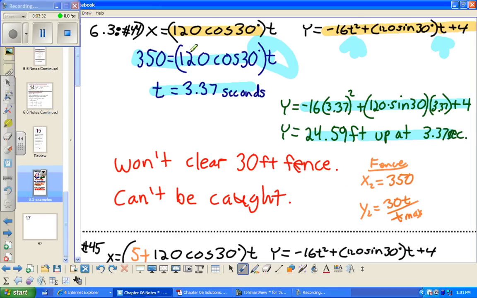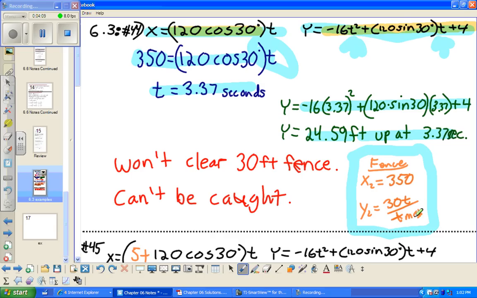Now on your calculator, you would plug in this x equals equation. You would plug in this y equals equation when you're in parametric mode. Since your angle is in degrees, you need to be in degree mode. And then if you want a fence to show up at 350 feet away and have it be 30 feet tall, you're going to need to set up another equation, x equals 350, that's how far away the fence is, and then y equals 30 times t divided by whatever you set your window t maximum at.